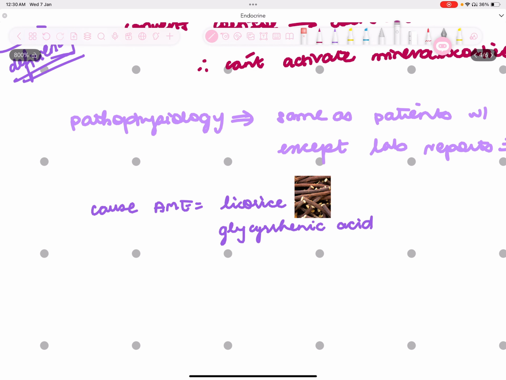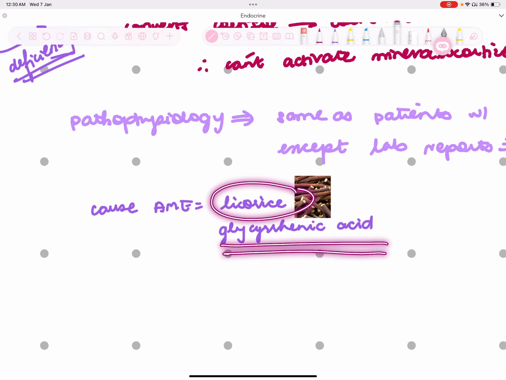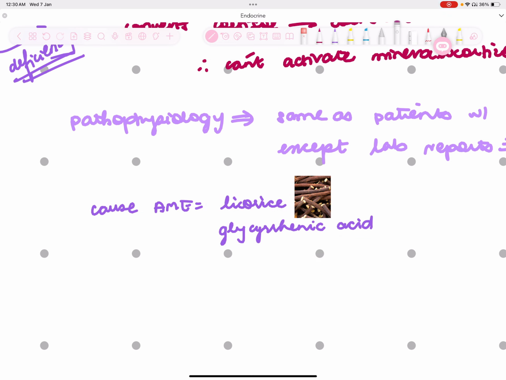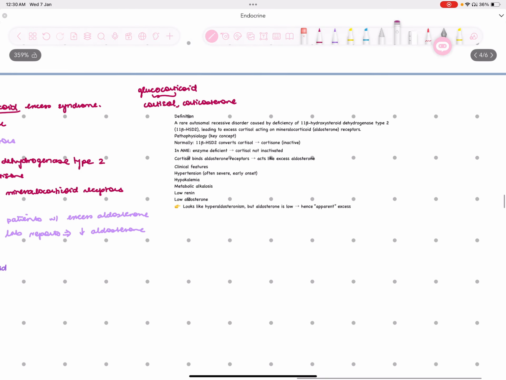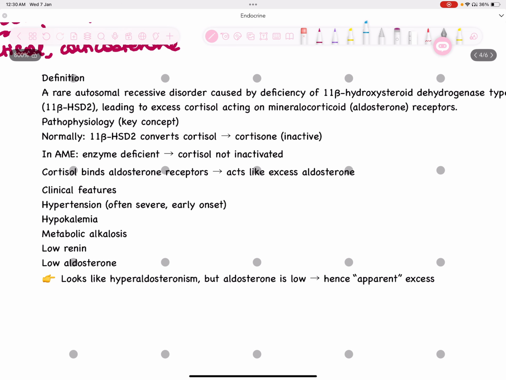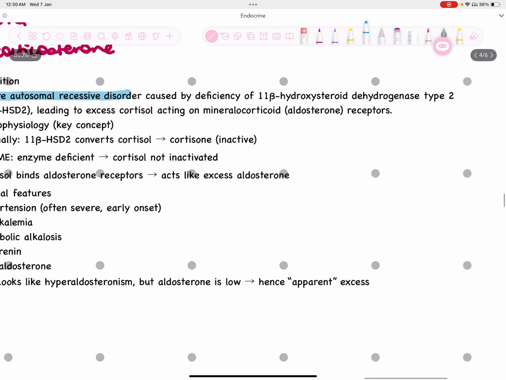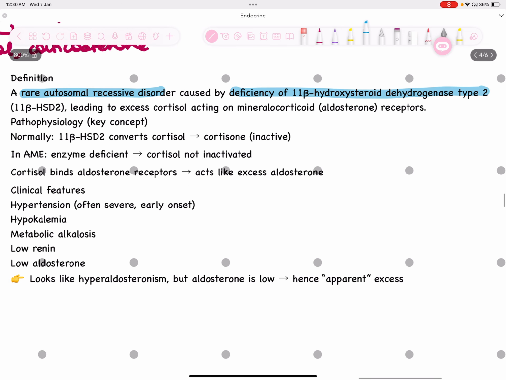And it's very important for patients to avoid consuming licorice and glycyrrhizic acid, because these can cause AME. And how do they do that? Because they inhibit, or block, the enzyme 11 beta hydroxysteroid dehydrogenase type 2. So, yeah, and this is the definition. It's a rare autosomal recessive disorder which is caused by deficiency of this enzyme, 11 beta hydroxysteroid dehydrogenase type 2, leading to excess cortisol acting on mineralocorticoid receptors.